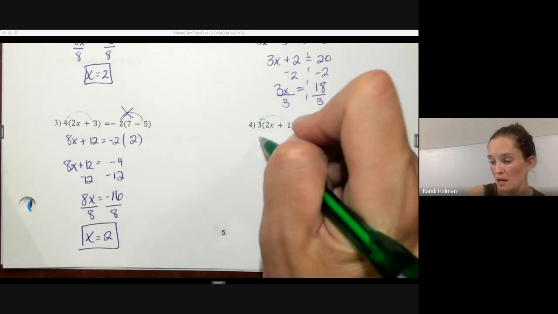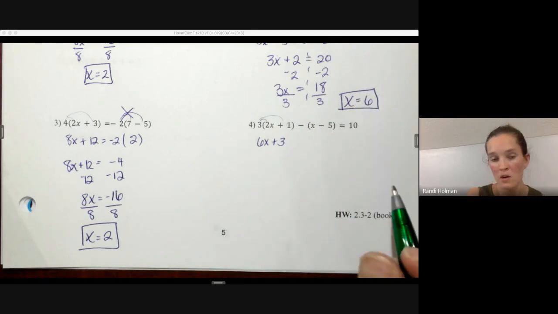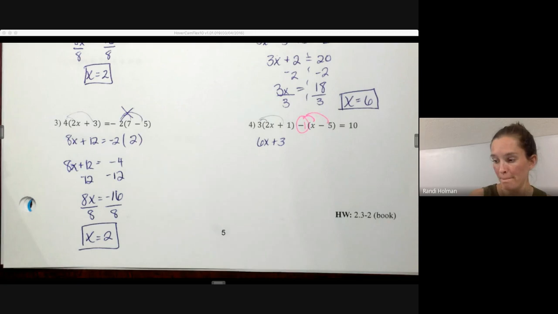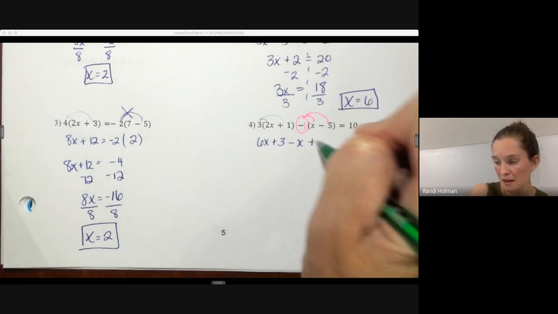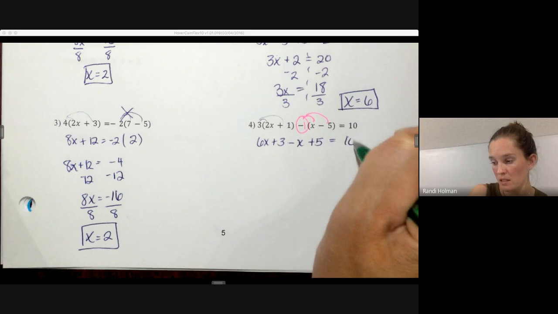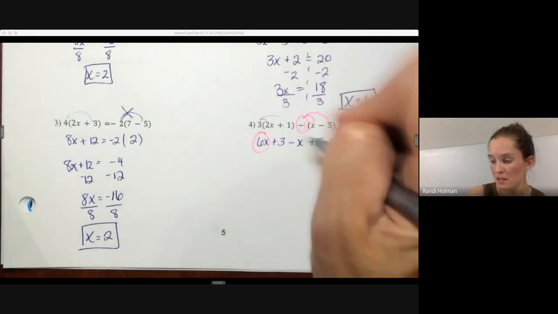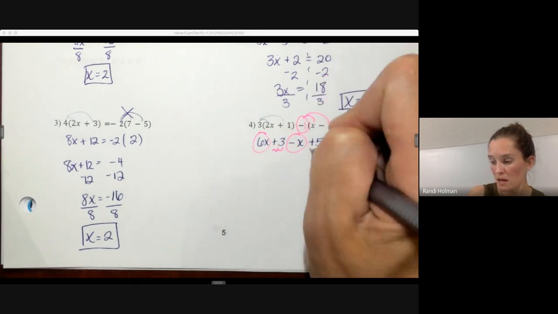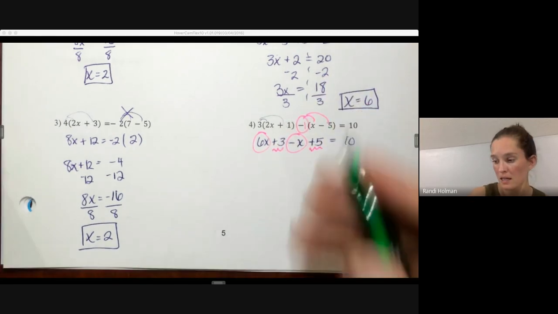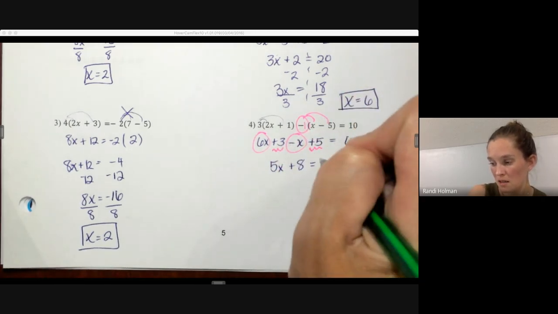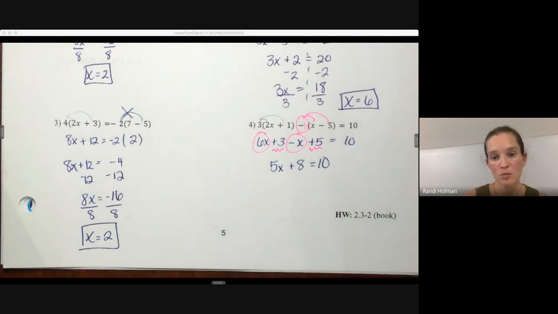Okay, last one here. Distribute your 3. 6x plus 3. Ooh, careful here. Keep in mind what you're distributing here is really negative 1. Distribute. And we'll get minus x plus 5 equals 10. Okay, take another look. Ooh, like terms. 6x, negative x, 3, 5. 6x minus x is 5x. 3 plus 5 is 8. Okay, all done simplifying both sides.